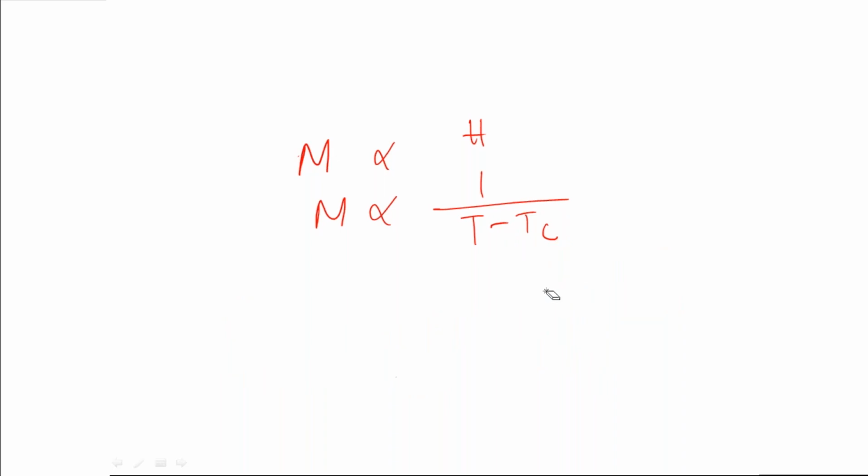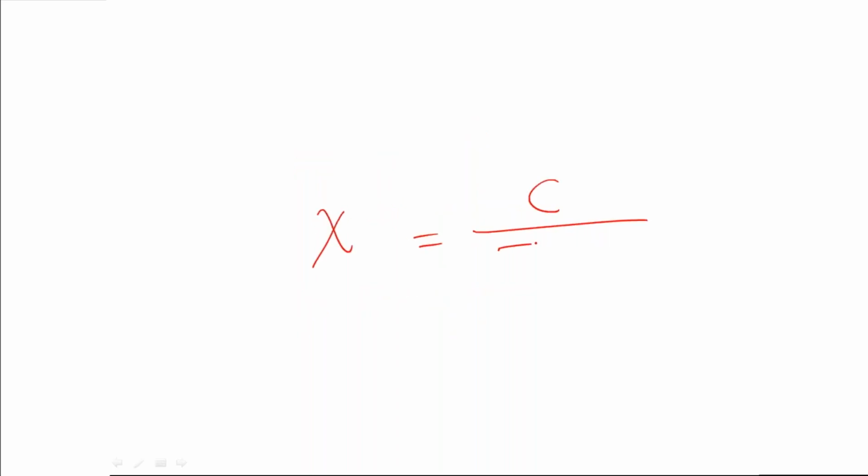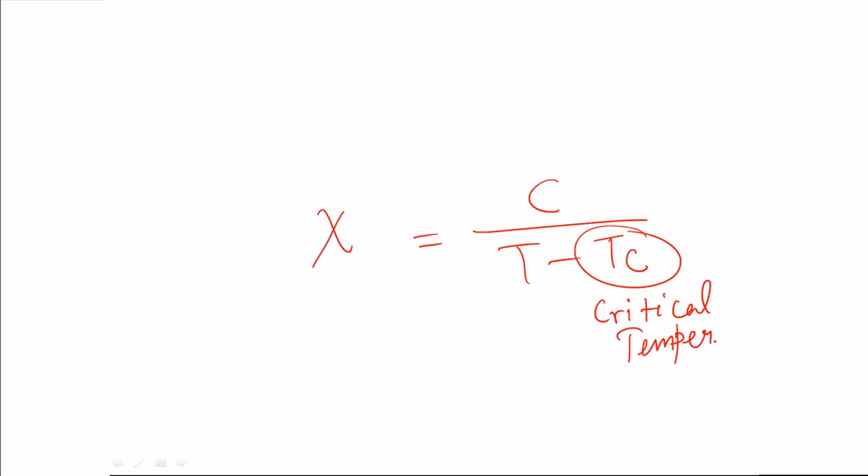If I write this in combination and in terms of chi, it will be, sorry, equal to C by T minus Tc. This Tc is called the critical temperature. What is this critical temperature? Suppose you have a ferromagnetic material, and from low temperature, T equal to 0, you increase the temperature. After a certain temperature it will become a paramagnet.